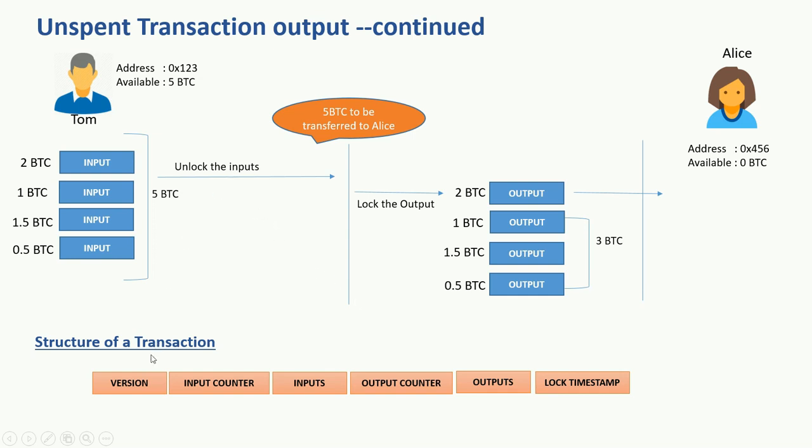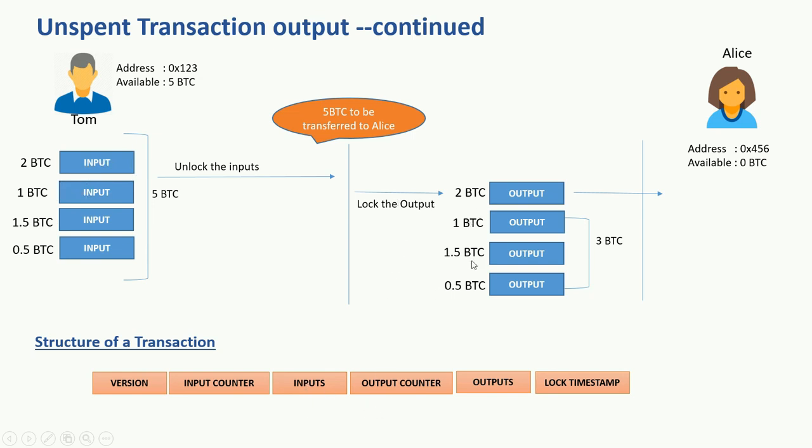So if you look at the structure of a transaction, now we can understand this. There is a version number, that's fine. Then the input counter: how many inputs are you using to send this transaction? Maybe 1 or 2. Say you're trying to send 3 bitcoins, then maybe the input counter would be 2 plus 1. Then the inputs: Tom has to prove that he owns 5 bitcoins, so he'll have to send those inputs.